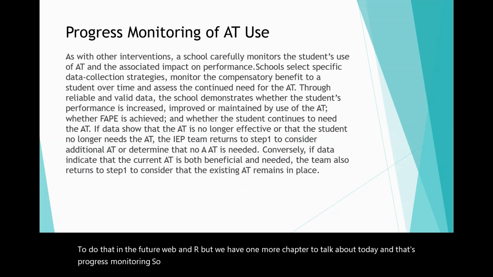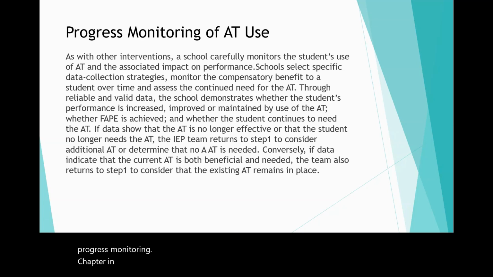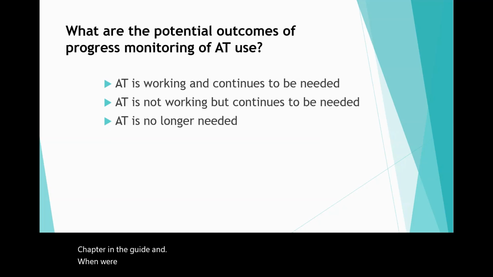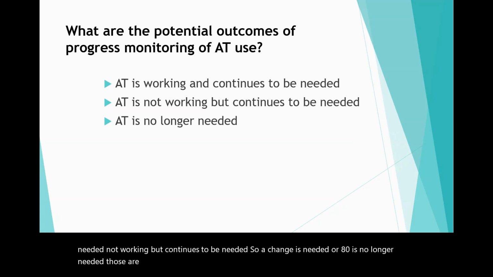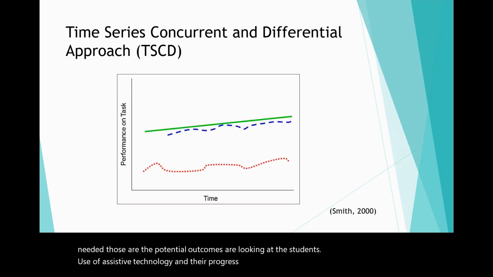So the words you see on the slide here are the introduction to the progress monitoring chapter in the guide. And when we're doing progress monitoring, we're either saying AT is working and continues to be needed, not working but continues to be needed, so a change is needed, or AT is no longer needed. Those are the potential outcomes of looking at the student's use of assistive technology and their progress toward educational goals.